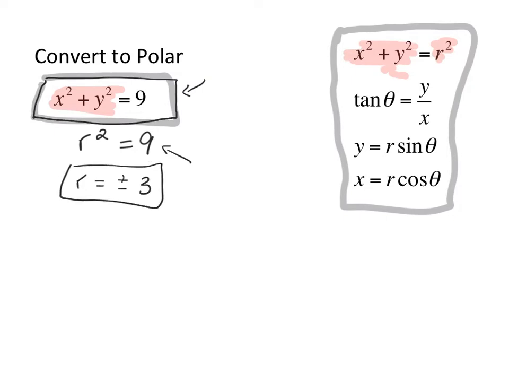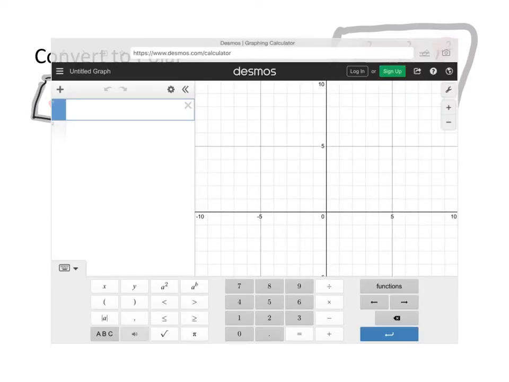Let me get Desmos, and I can show you that Desmos can graph both the original rectangular equation and the polar equation. Okay, so the first thing I'm going to show you is the original rectangular equation, x squared plus y squared equals 9. You might remember this from Math 3, that this equation is the standard form of an equation of a circle that has a radius of 3.